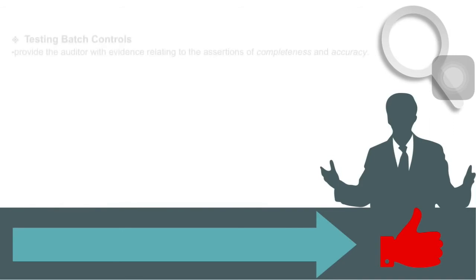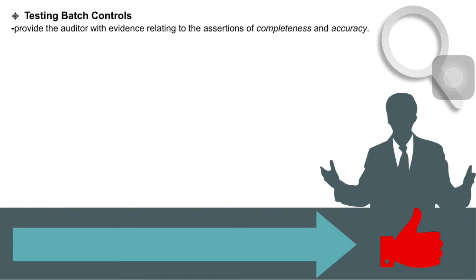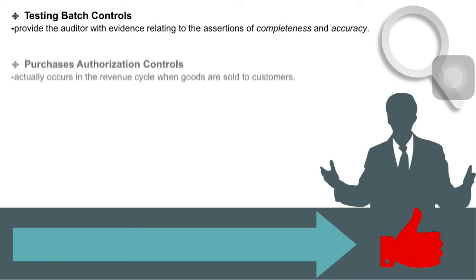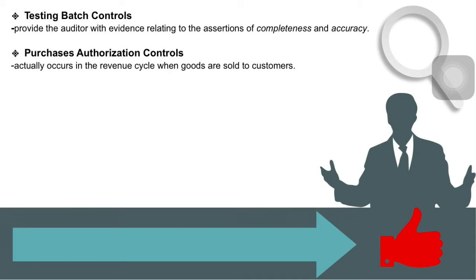Next, testing batch controls. These provide the auditor with evidence relating to the assertions of completeness and accuracy. Testing batch controls involves reviewing transmittal records of batches processed throughout the period and reconciling them to the batch control log.